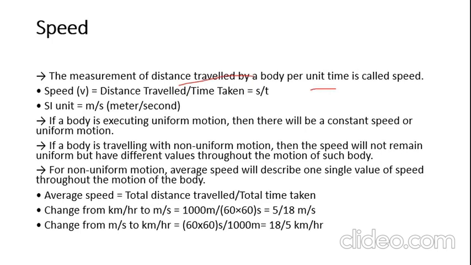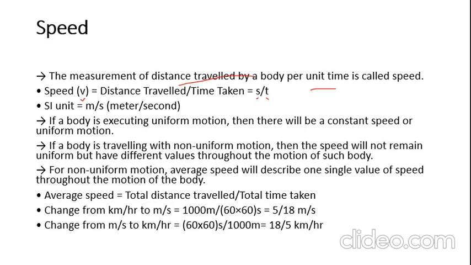So there is a formula. Speed is generally referred to as v. So v is equal to distance traveled by time taken. Distance traveled is generally mentioned as s and time as t. So s by t is equal to v. SI unit of speed is meter per second. If a body is in uniform motion, then there will be a constant speed.